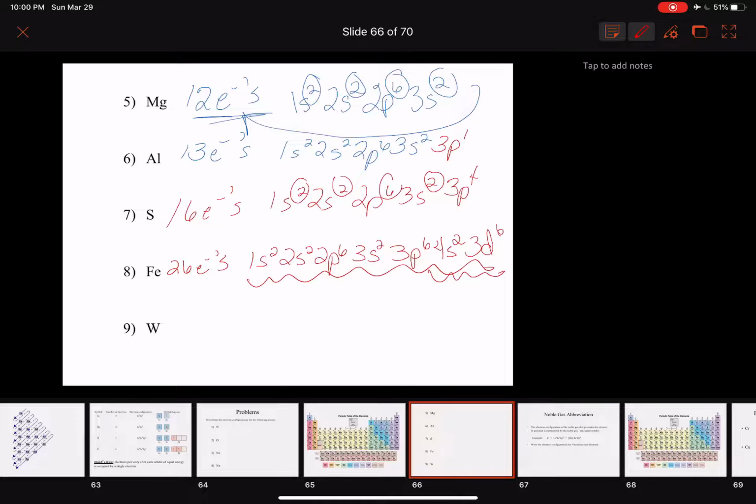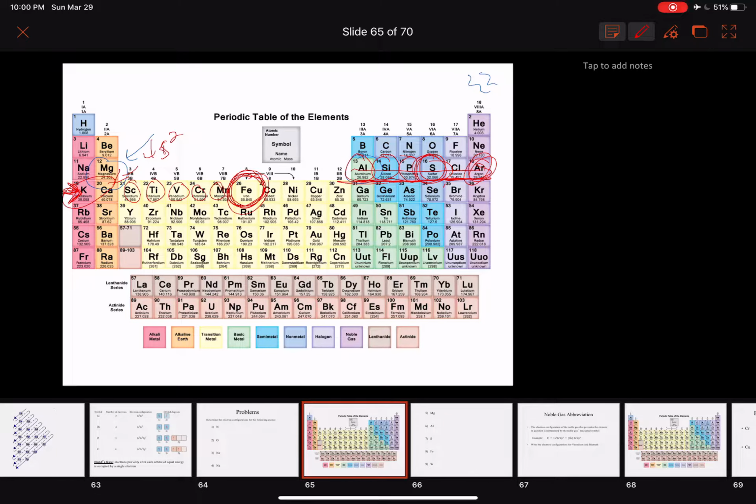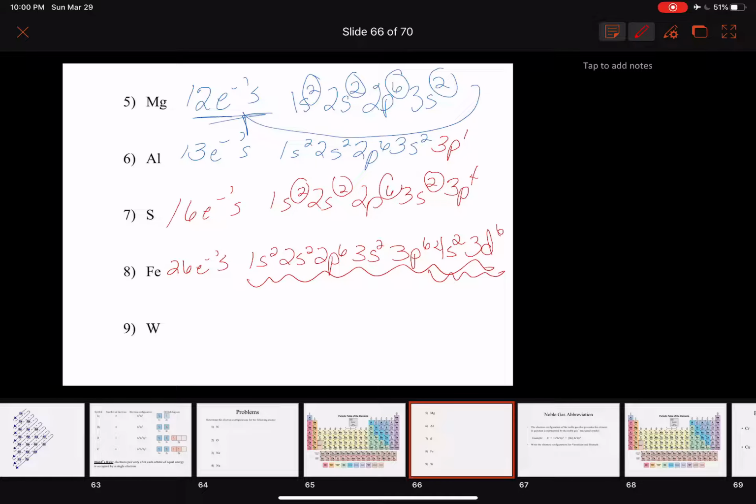All right, tungsten. Tungsten is W, and it's way down here. It's atomic number 74. So we've got 74 protons, and we've got 74 electrons to place. So that's going to be quite a big electron configuration. So let's just go ahead and do what we've been doing.